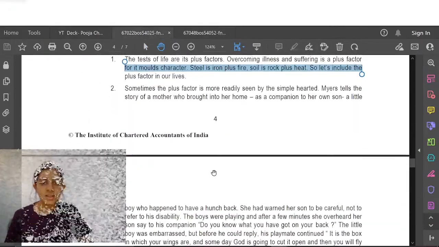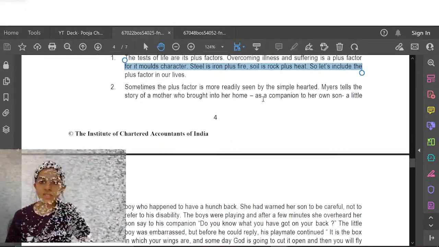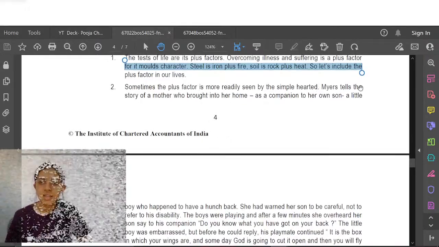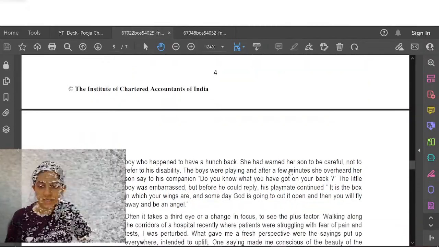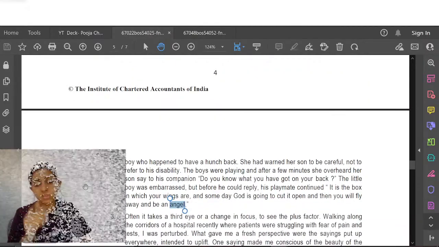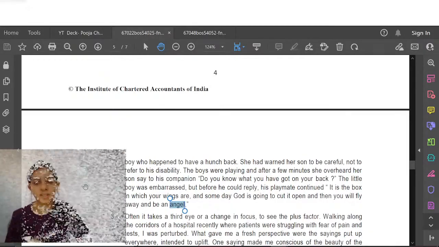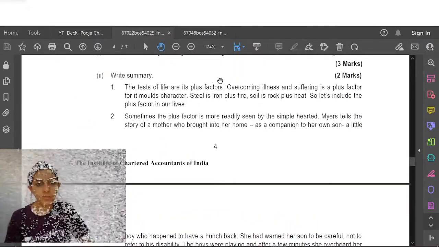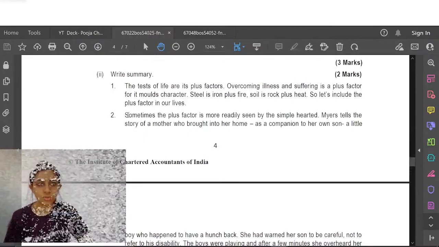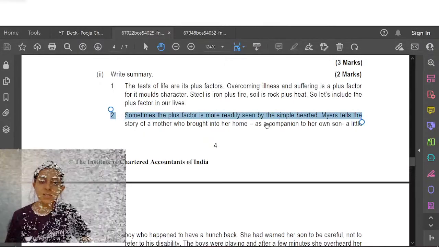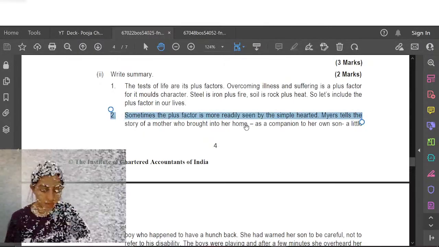Now look at this. Sometimes plus factor is more readily seen by the simple-hearted. Now this Meyer until the end was an example. I always told you, when you're writing a précis writing, note writing or a summary, you need to avoid the example. So honestly, in the second point, there is only one line that is important to you. Sometimes the plus factor is more readily seen by the simple-hearted ones.